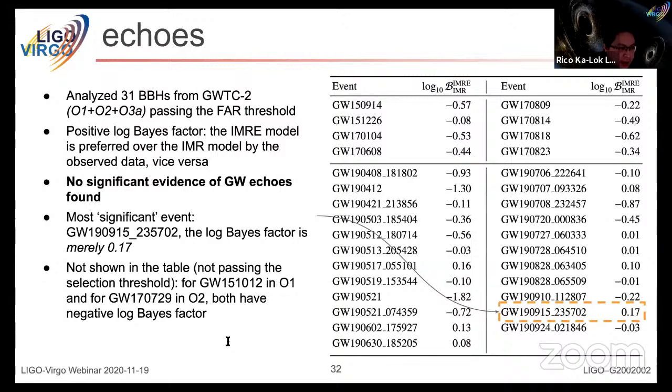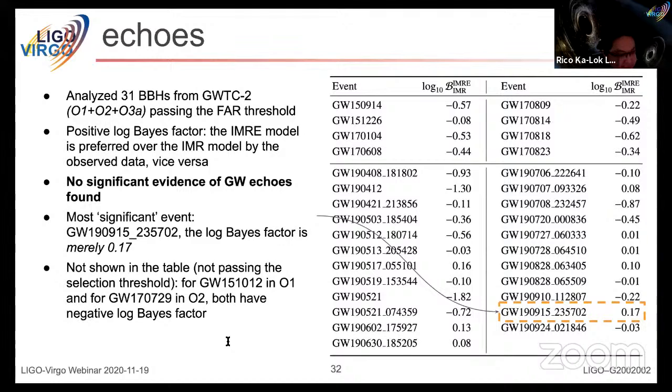So here we analyze 31 BBH events from GWTC-2, which include O1, O2, and O3a, passing the FAR threshold. And here, a positive log Bayes factor means that the IMRE model is preferred over the IMR model by the observed data, and vice versa. Looking at the table, we see that there is no significant evidence of gravitational wave echoes in the data. In particular, we highlight here the quote-unquote most significant event, GW190915, which has a log Bayes factor of only 0.17.